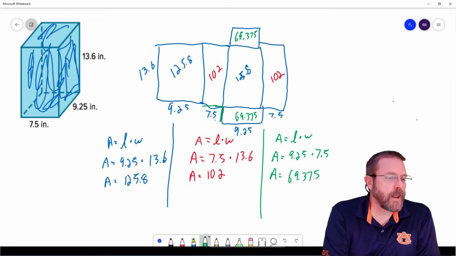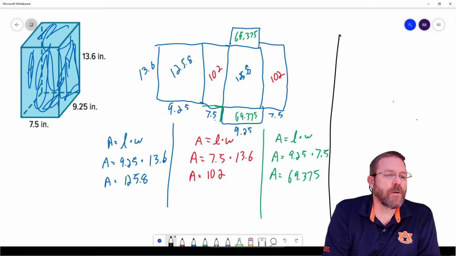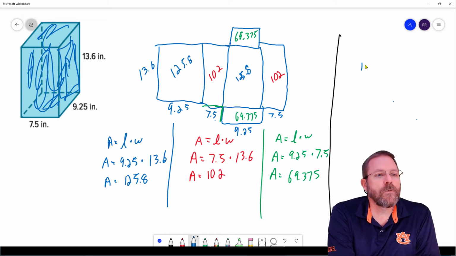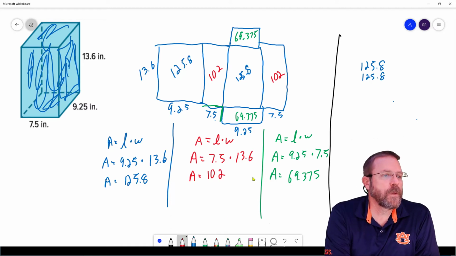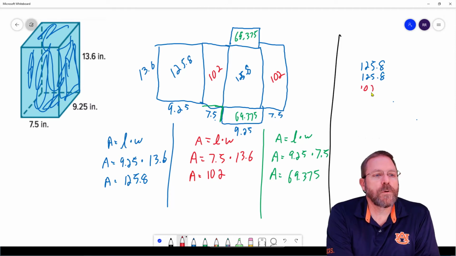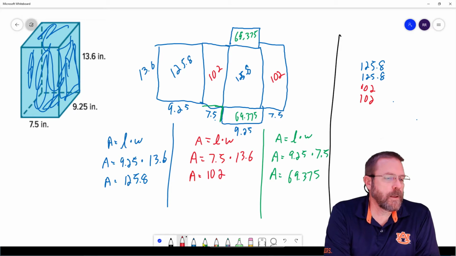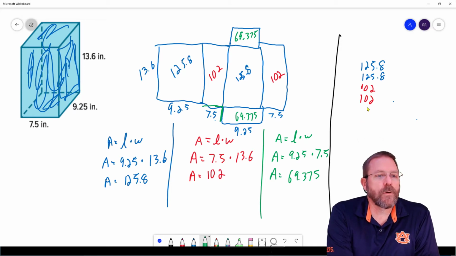Now all that's left to do is add all of those up. So I'm going to do that with two of them that are 125.8, two of them that are 102, and two of them that are 69.375.